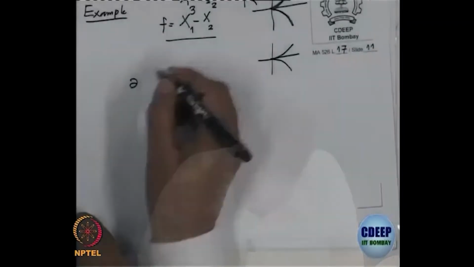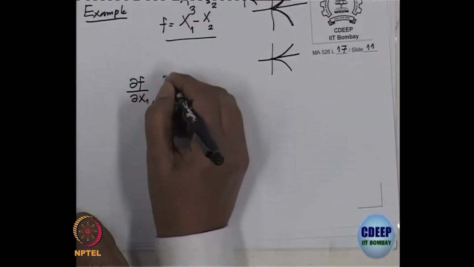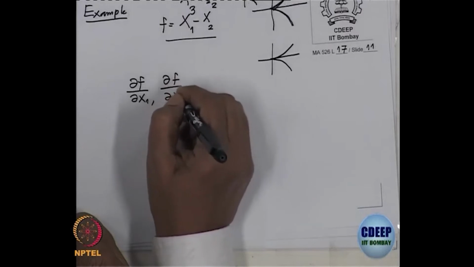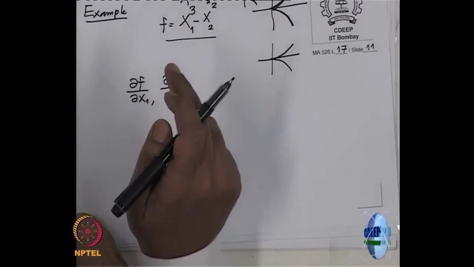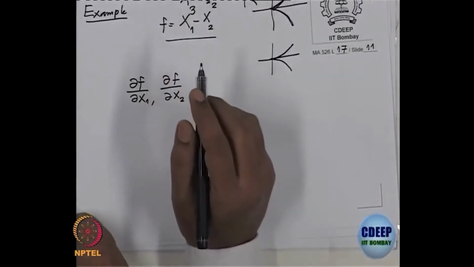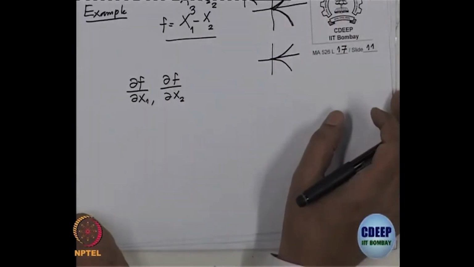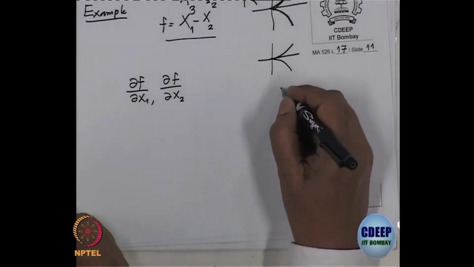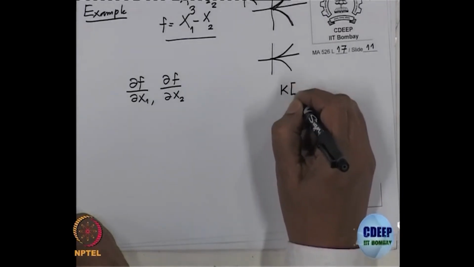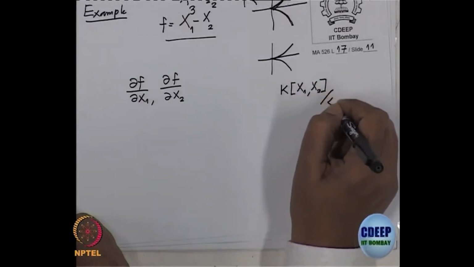Okay, the Jacobian matrix will be the partial derivatives. Only one equation, so it will be df by dx1 comma df by dx2, these two, right? And then we have to read it mod the prime ideals which you want to test, whichever is singular or not. We are working in this affine ring, k[x1, x2] mod f.